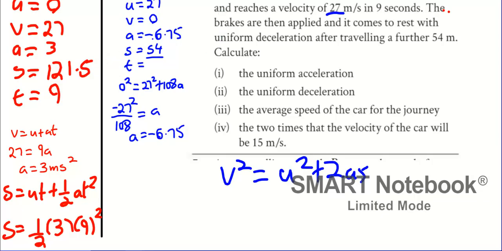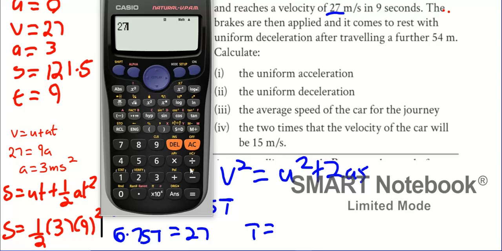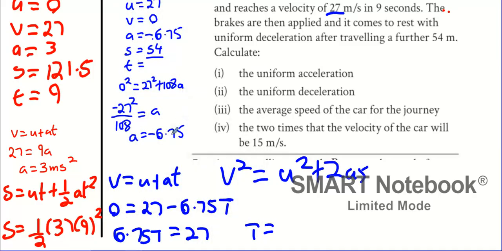Okay. We know the distance, but we don't know the time. So what can I say there? Could I use V equals U plus AT and find out the time that way? Your final velocity is 0. Your initial velocity is 27, and your acceleration is minus 6.75. So 6.75t equals 27. t equals what then? 27 divided by 6.75. t value of 4.